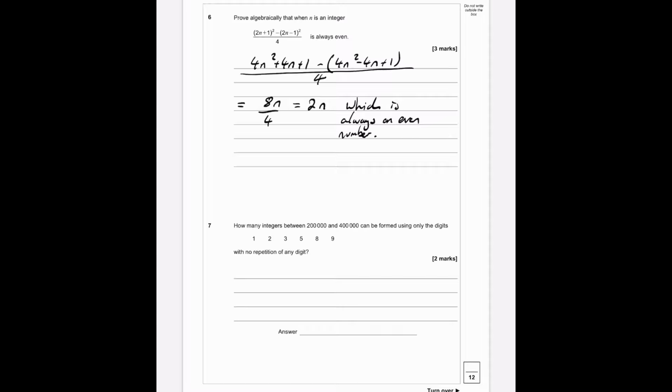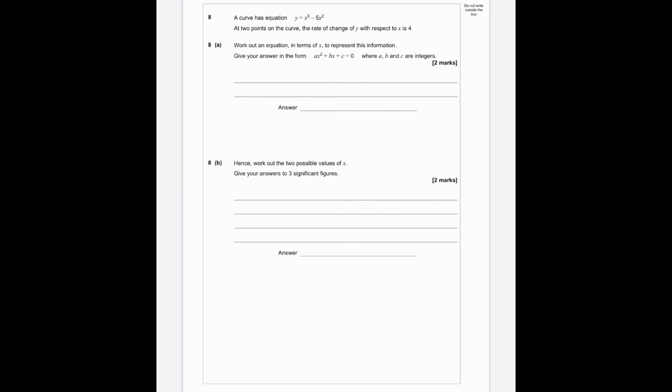Question 7. To be between 200,000 and 400,000, the first digit has to be a 2 or a 3, so there's 2 ways of doing that. There's 5 factorial ways of sorting the remaining 5 numbers, and 2 times 5 factorial is 240. There's 240 ways of writing those numbers.